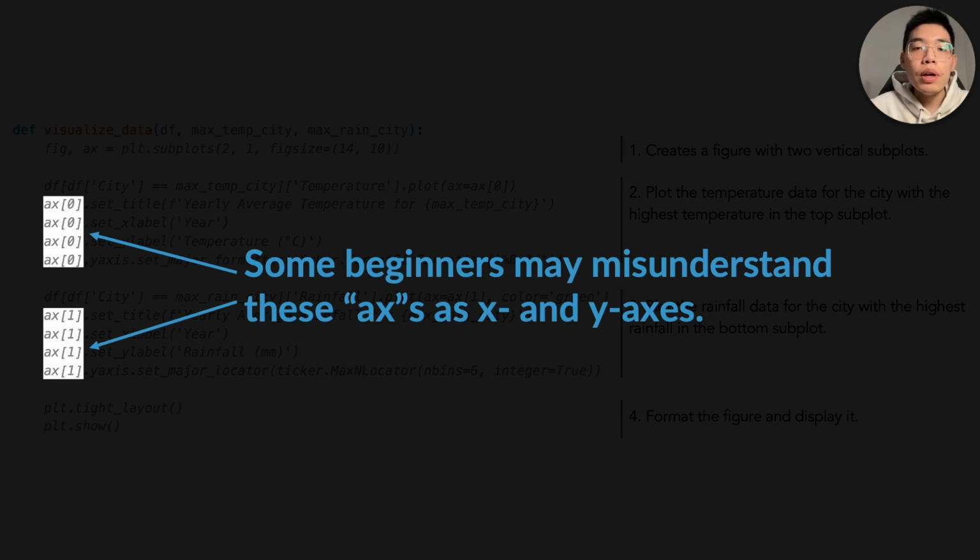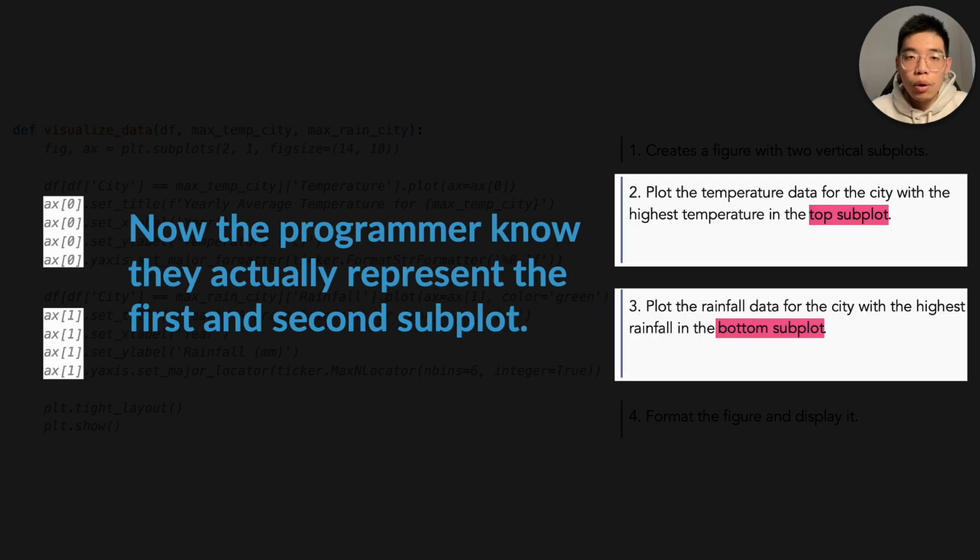For example, it could help them understand the big chunks of code in the middle, where the programmers may attempt to read this code as manipulating two axes, when in fact, it is manipulating the top and the bottom plots, which are referred to with the idiomatic name x.